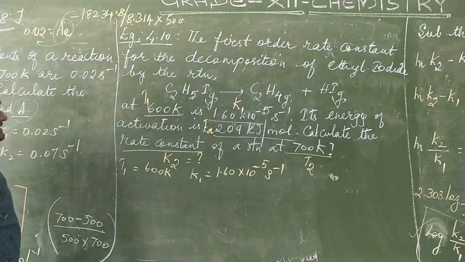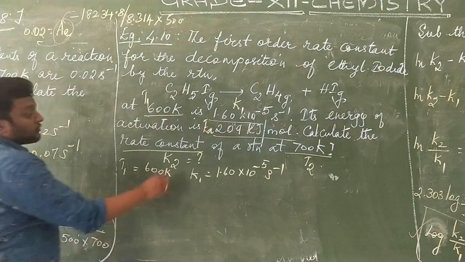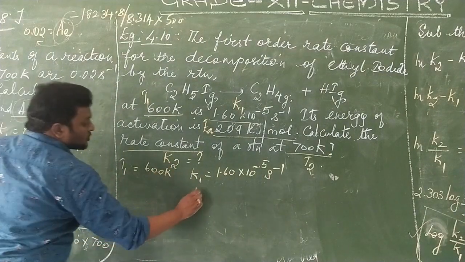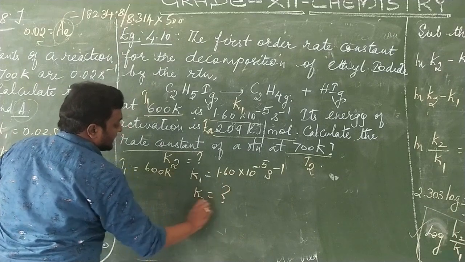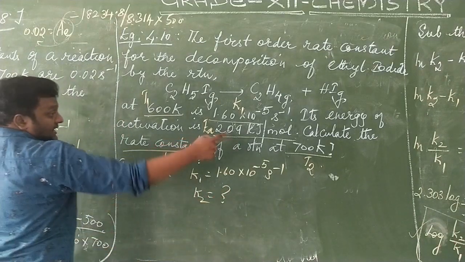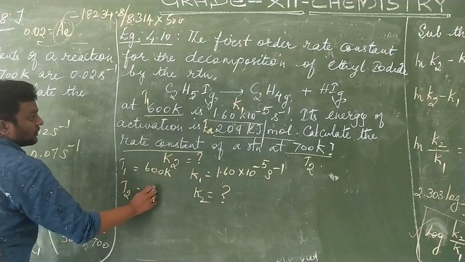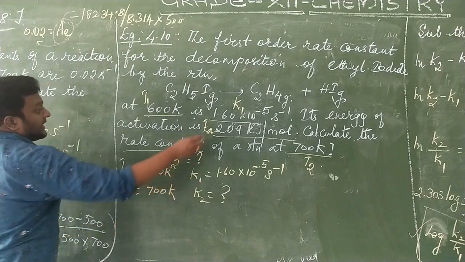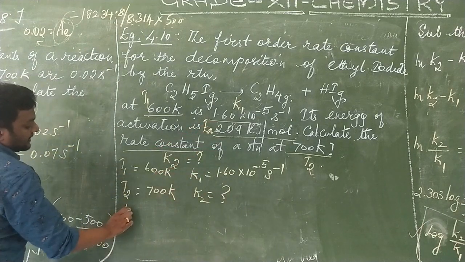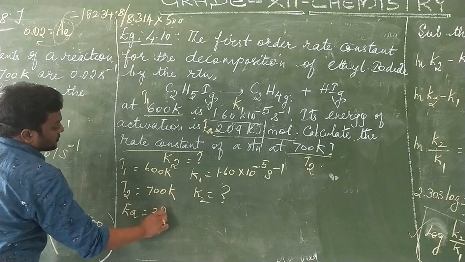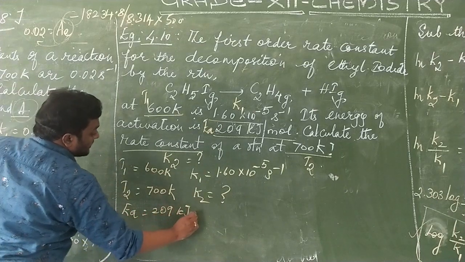Then what else they have given? Then you have to find out the K2 order value. So K2 you have to find out, isn't it? K2 you have to find out, whereas T2 they have given, that is equal to 700 Kelvin, and here the energy of activation, the Ea value they have given, that is 209 kilojoules mole inverse.